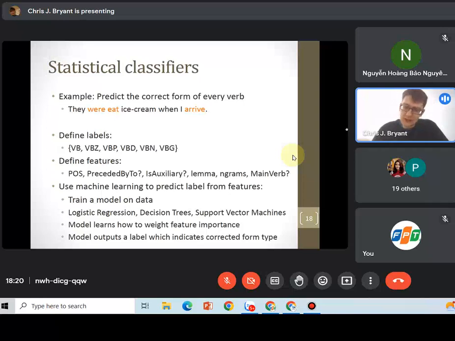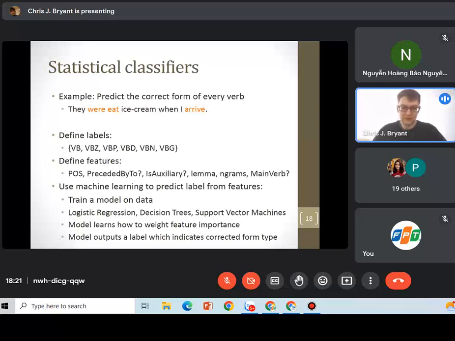We will then define some features. So these features could be, well, what is the predicted POS tag of the current verb? Is the verb preceded by to? And this is a particularly useful feature because if the previous word is to, then it's highly likely that the form of the verb is either going to be an infinitive or a gerund. It's not going to be a past tense or anything else. Then you could also say, is the verb an auxiliary? What is the lemma of the verb? What are the surrounding words, the n-grams around the word? And effectively, you're just defining things near the verb that you think could be useful.